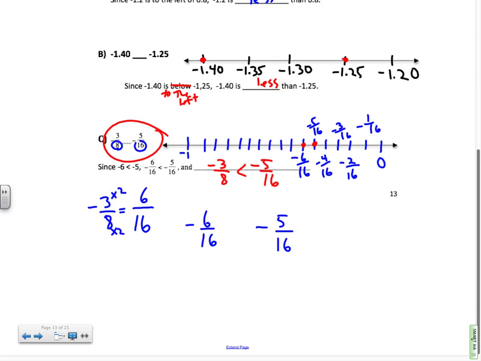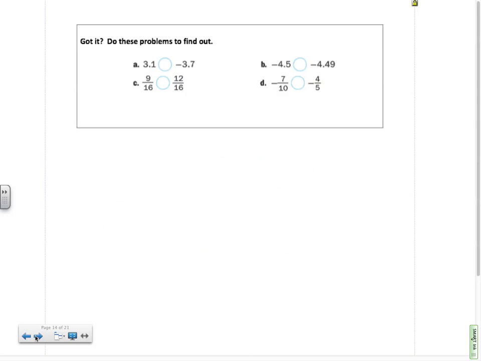So go ahead to the next page. Do these problems to see if you understand. Remember, pay attention. If one's positive, and the other's negative, the positive's always greater. Think about a number line. You don't have to draw a number line, but if it helps, just sketch one real quick. All right, when you're done with that, you are going to move on to the next lesson, part 2 of this lesson.